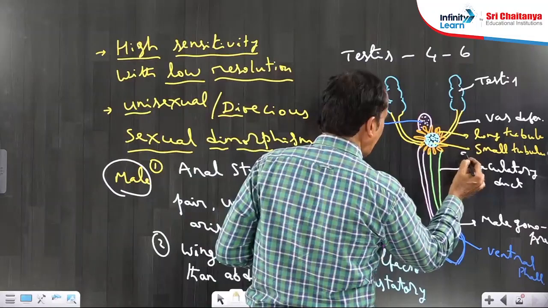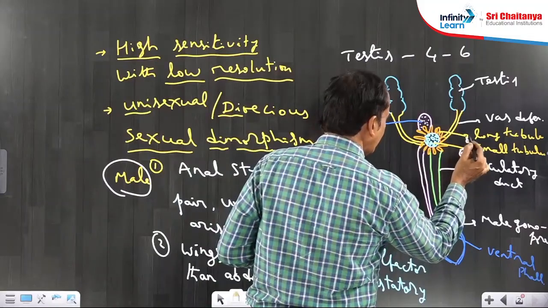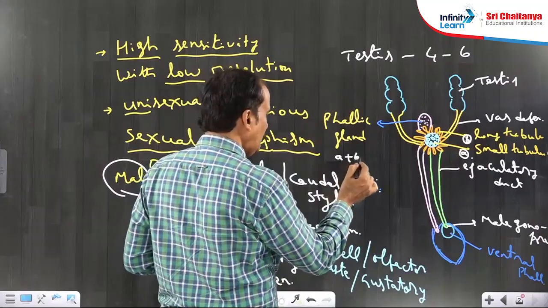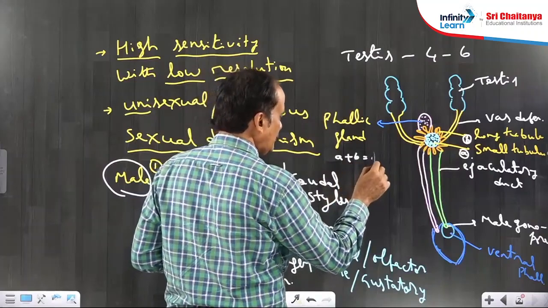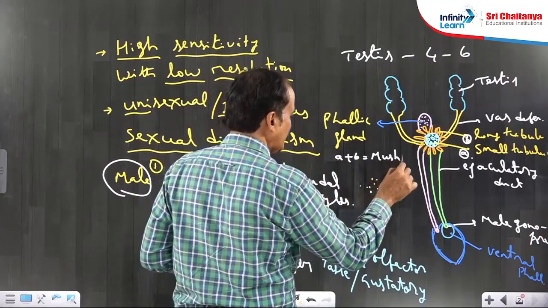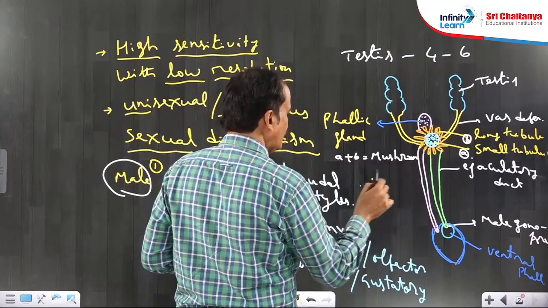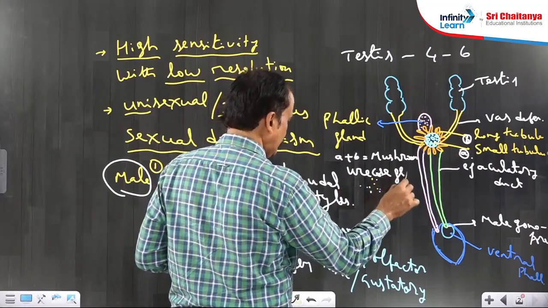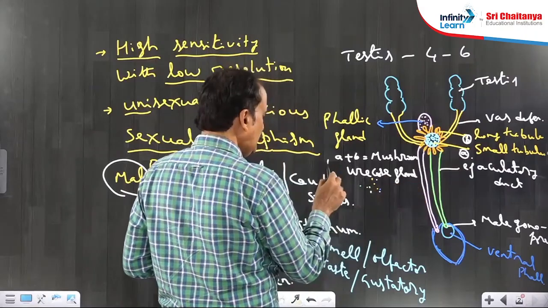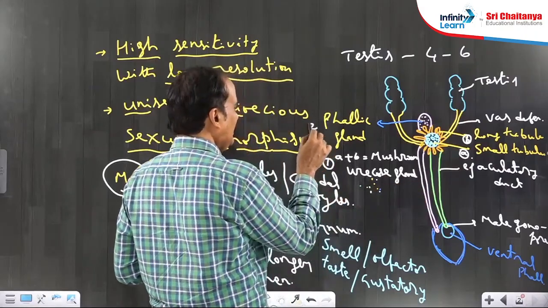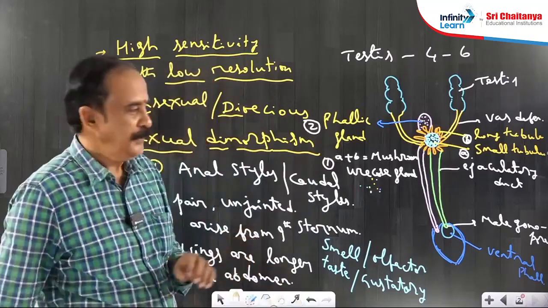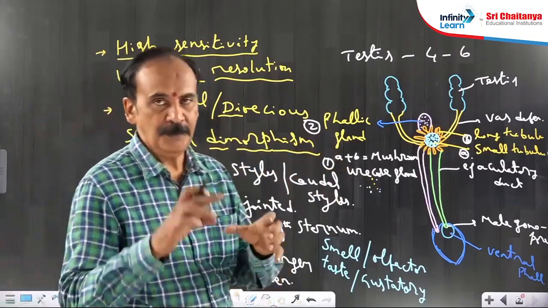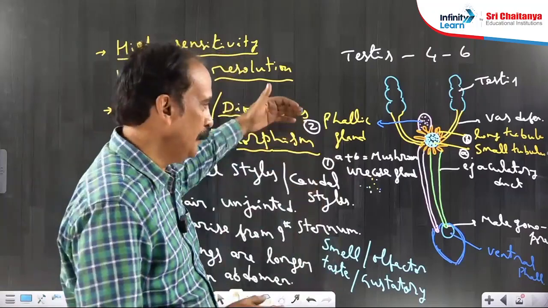I will be labeling them as A and B, right? So A and B will make up the structure called the mushroom shaped gland or uricose gland. This is one axillary gland; another axillary gland is the phallic gland. In the male cockroach, these axillary glands help in the formation of the sperm bundle or spermatophore.